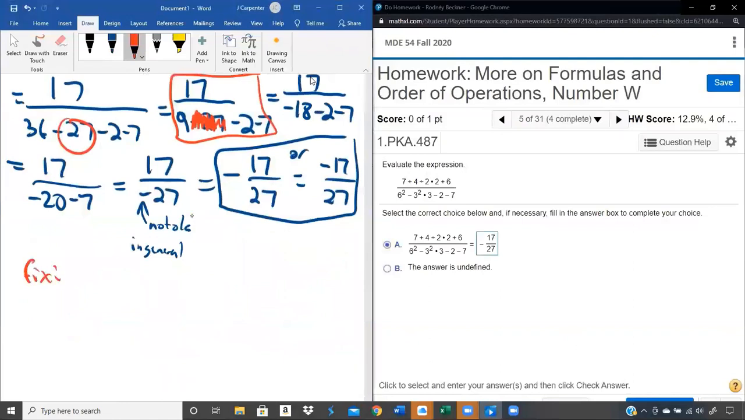Let's fix it. 17 over 9 minus 2 minus 7. 9 minus 2 would be 7. So 17 over 7 minus 7. 7 minus 7 is 0. And this is where students may get a little confused. And I don't mean just students at our level, I mean students up to and including calculus. Whether this answer is supposed to be 0 or undefined.